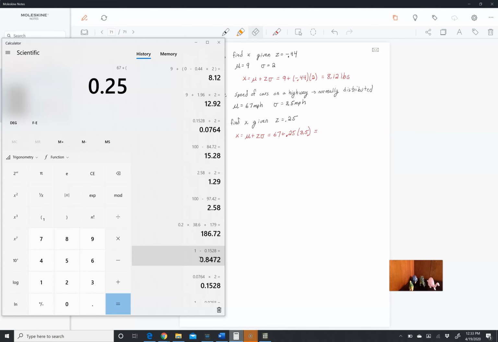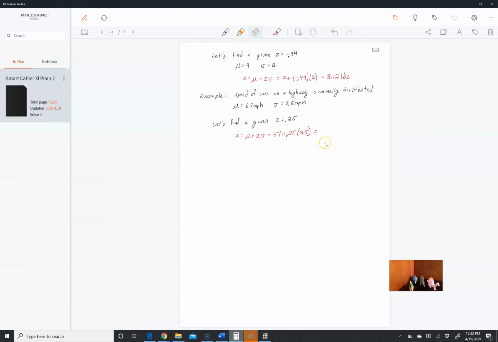Sometimes I put in parentheses, sometimes I don't. There's not really any correct way. Every calculator will automatically use order of operations, so it'll do the multiplication first. So you get 67.875. That's it. And this is in miles per hour.